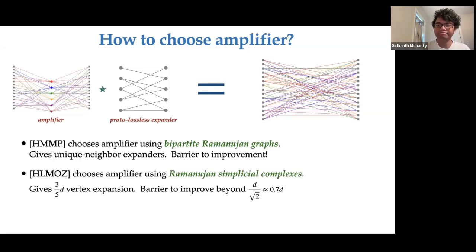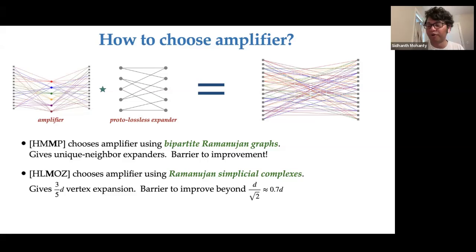Okay, so in the work where we achieved 0.6D vertex expansion, we chose the amplifier based on Ramanujan simplicial complexes. In today's talk, I will not get into what these things are. I also don't necessarily expect the audience to know what this is. So just think of it as being a black box for now.